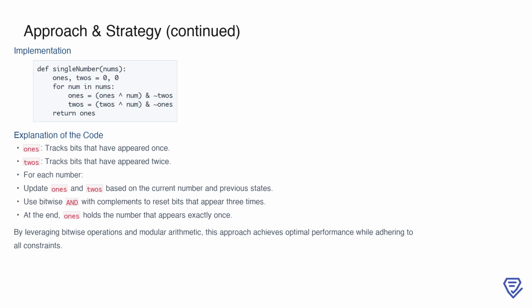This process systematically filters out bits that appear 3 times, leaving only the bits of the number that appears once in the ones variable. At the end of the loop, ones contains the result, which is returned. This implementation is both concise and efficient, achieving the optimal performance required by the problem constraints.